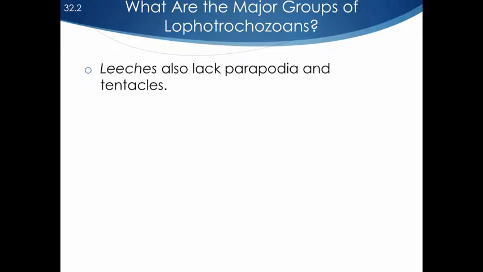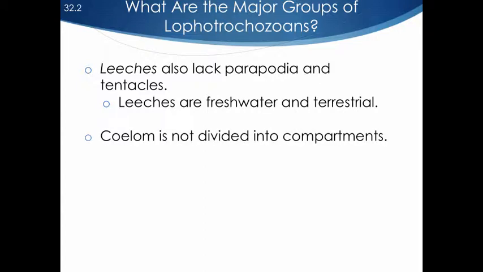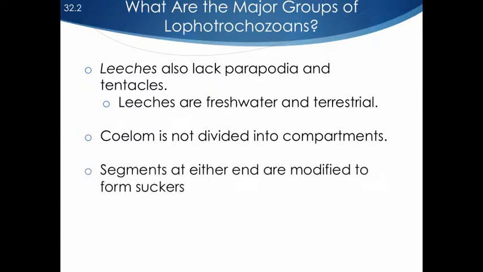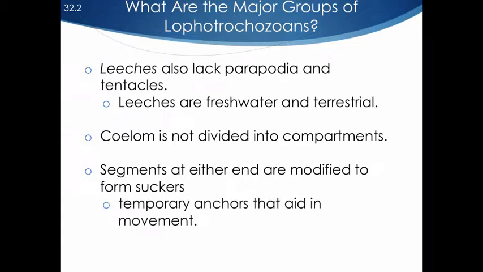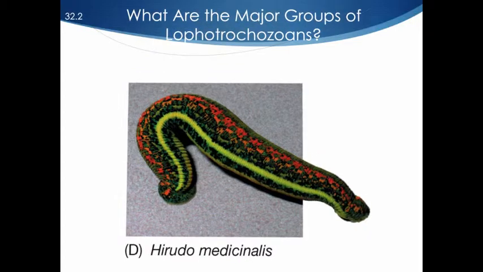So leeches also lack parapodia and tentacles, and leeches are freshwater and terrestrial. Their coelom is not divided into compartments as we would have seen in the oligochaetes, and their segments at either end are modified to form suckers. So they have it on both ends. And they also serve as temporary anchors that aid in movement. Here's a picture of a leech, and you can see that there's a sucker on one end and on the other end. And this is a fairly pretty one, though. We know the stereotypical black leeches from the movies and the Hollywood scenes, and yeah, so they can also be colorful like this.